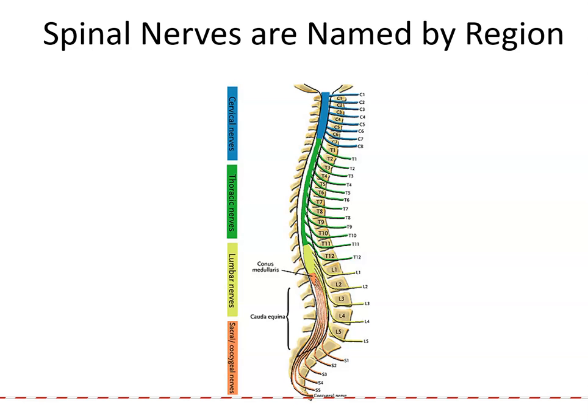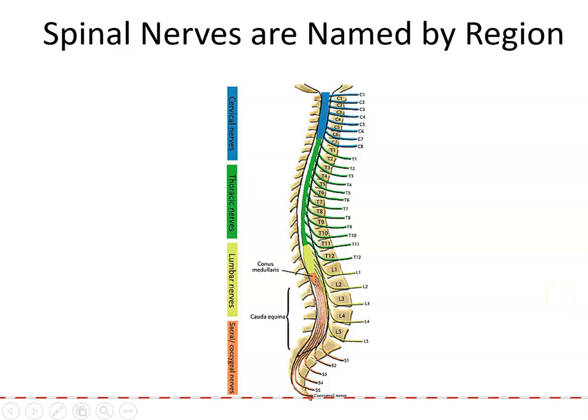They're also named by region. The first 8 are called cervical spinal nerves. The next 12 are called thoracic spinal nerves. The next 5 are called lumbar spinal nerves. Then there are 5 sacral and 1 coccygeal spinal nerve. If you keep in mind breakfast, lunch, and dinner, 8, 12, and 5, that's roughly the times of the day that a person might eat. Now, let's talk about the naming scheme here.